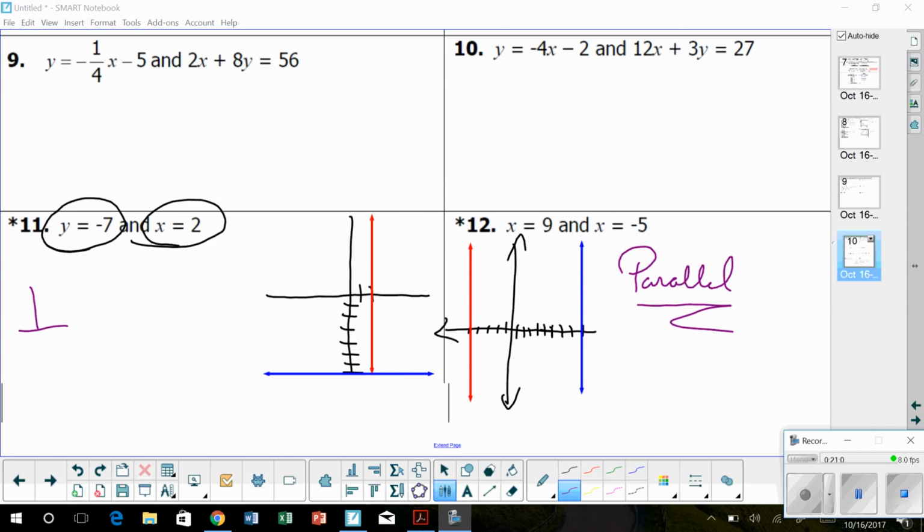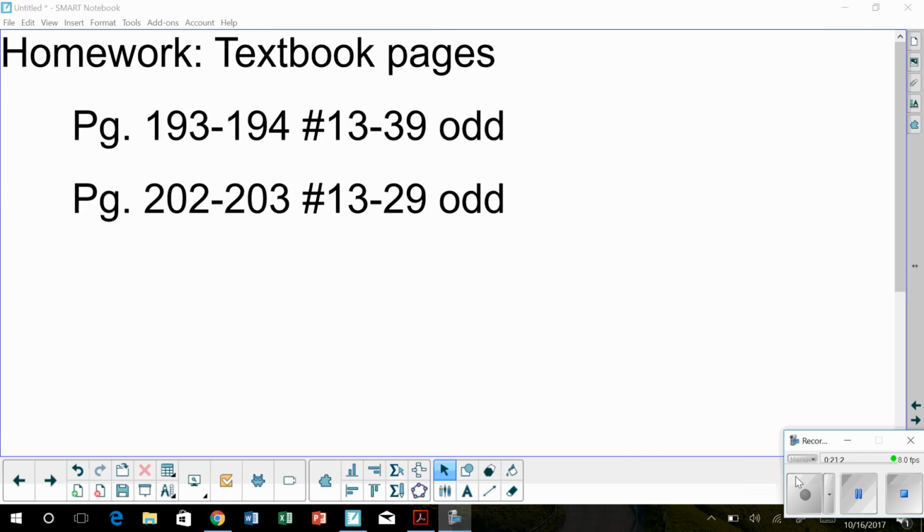So that concludes the lesson today. The next page will have your homework out of the book. So please make sure you do that and make sure you draw pictures and show all your work. All right, so there's your homework pages. Page 193 to 194, 13 through 39 odd. Page 202 to 203, 13 through 29 odd. Due on Thursday for first period, due on Friday for second period.